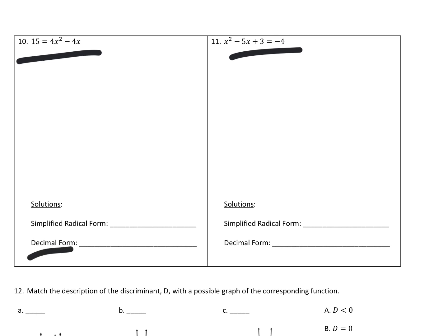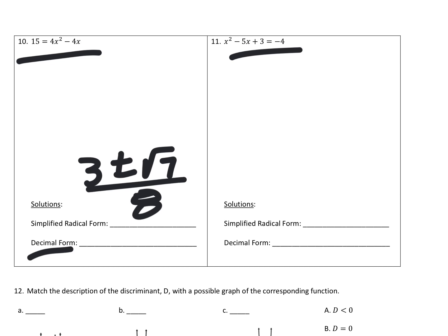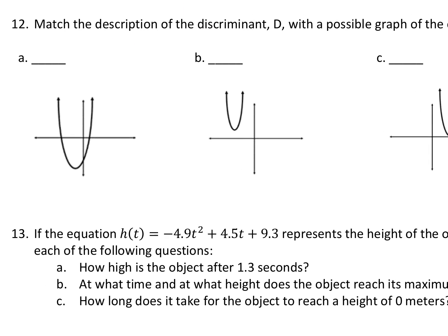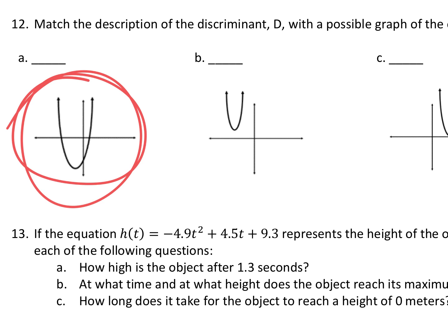Does it say decimal form? If you ever have an answer like this, you get the decimal for the square root of 7, and then you just go 3 plus that decimal divided by 8, and 3 minus the square root of 7 decimal, whatever it is, divided by 8. So for decimal form, you would replace this part here with whatever the decimal is for the square root of 7.